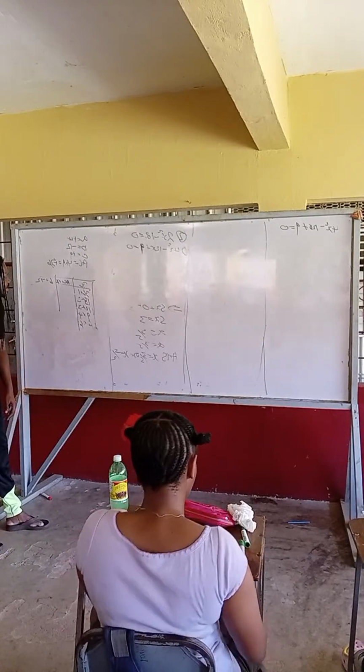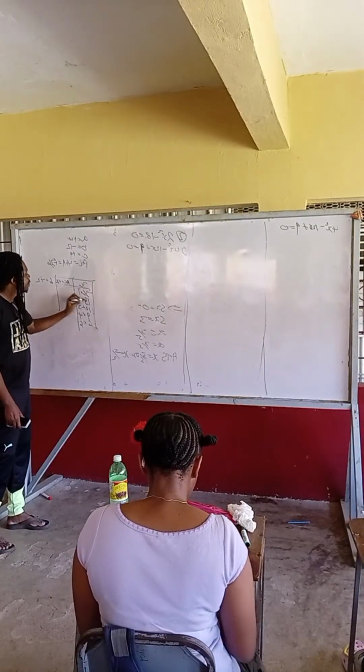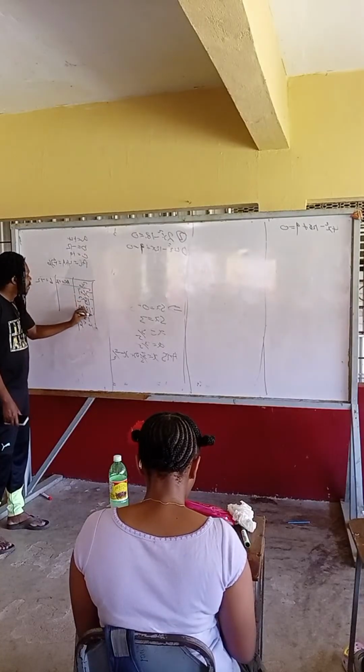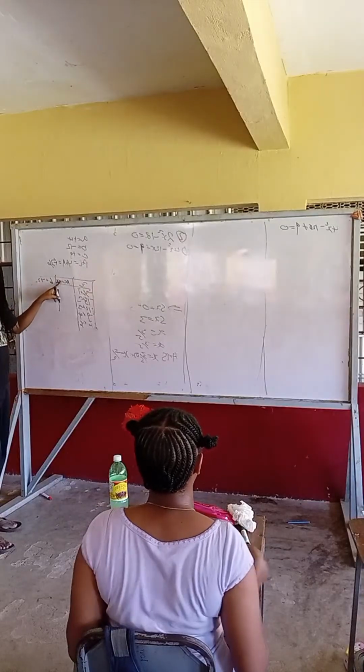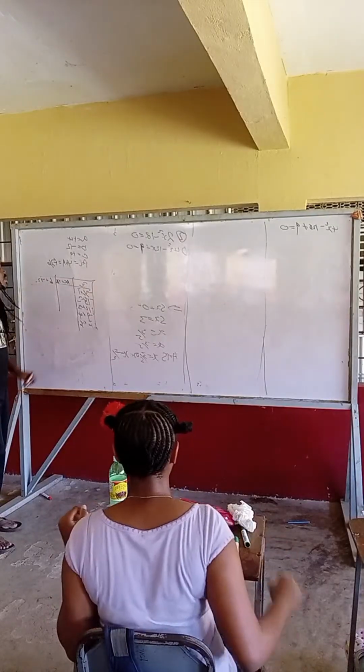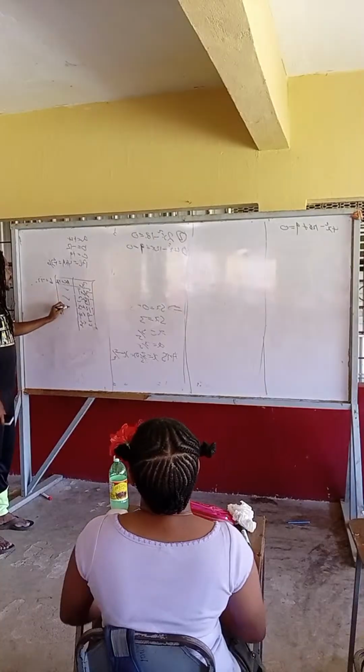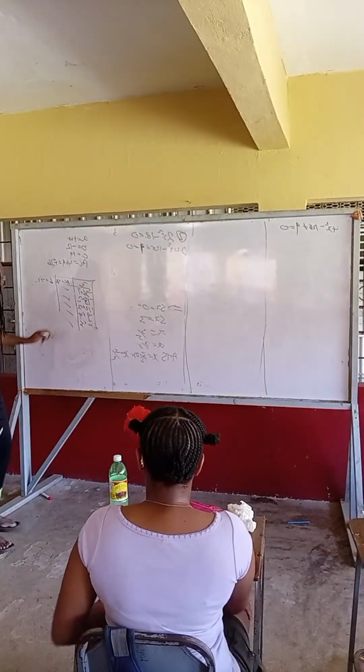Alright. So all of them are negative. Why do we know all of them are negative? Because these are negative and these are positive. You understand? So that means this, this, this, this, this.